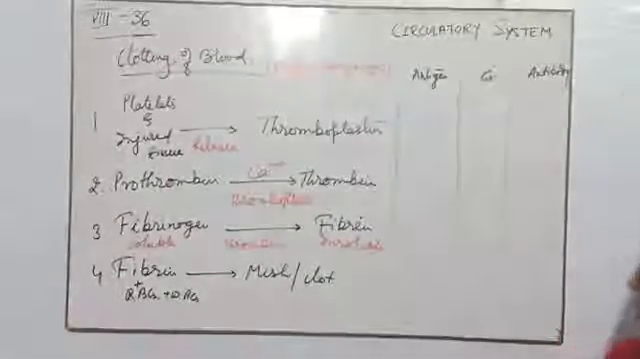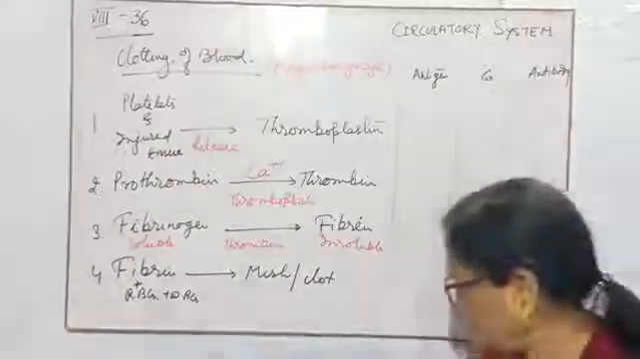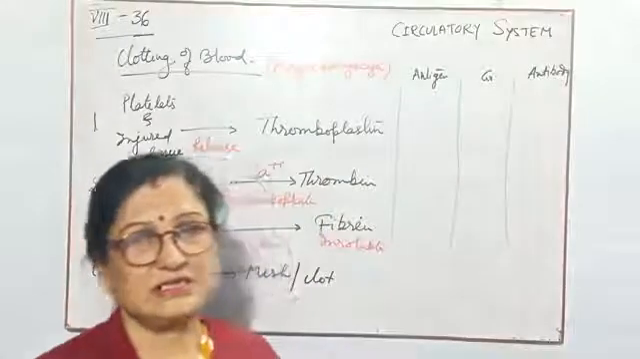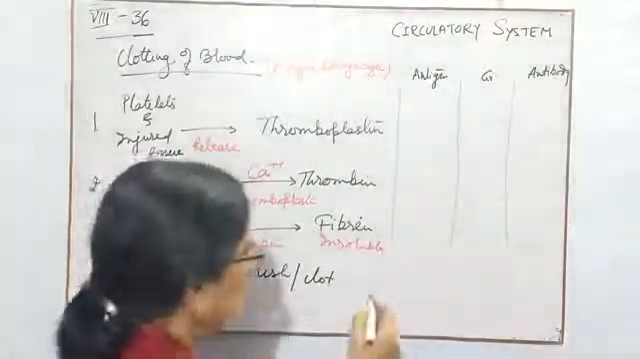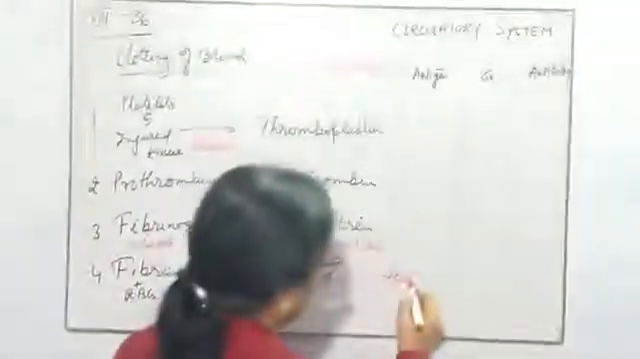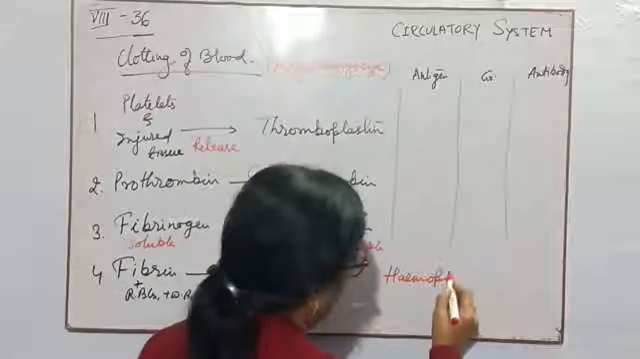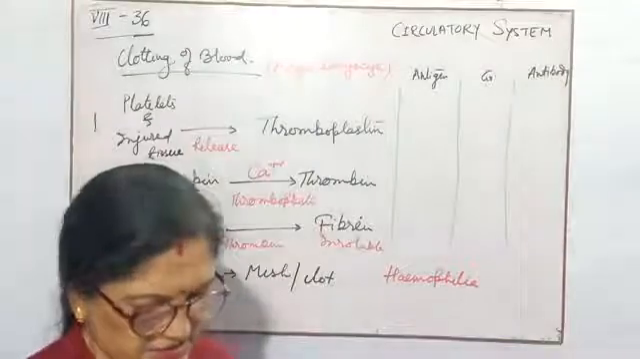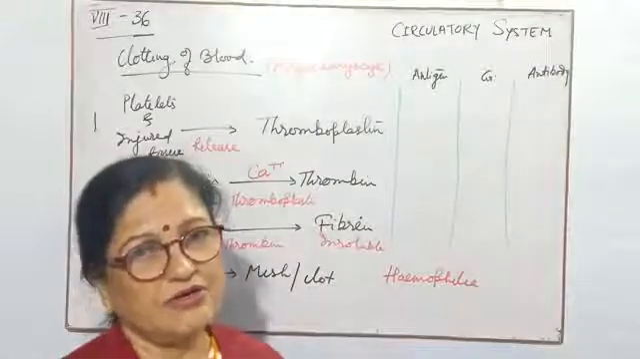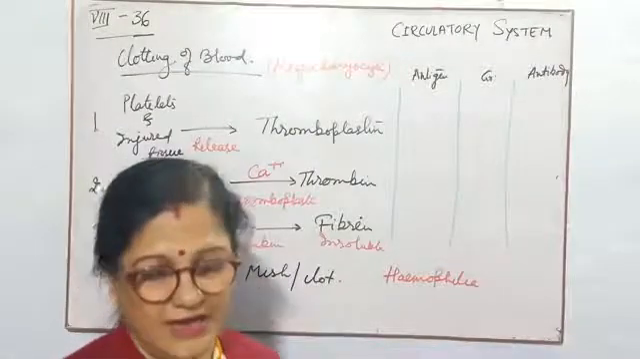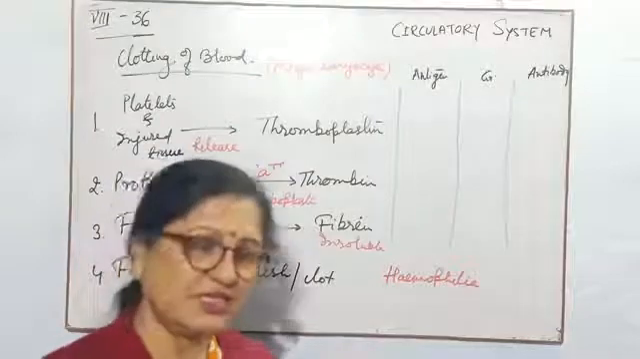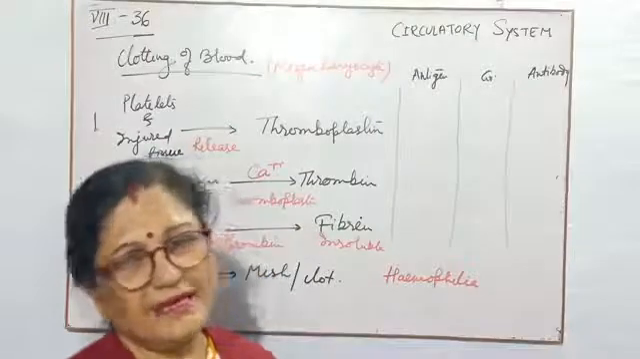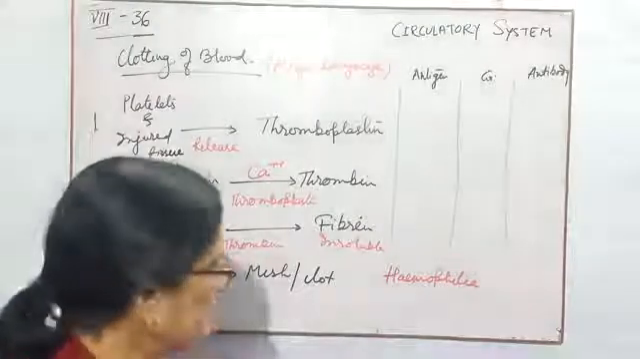And children, one thing more I want to tell you: bleeder's disease. It is known as hemophilia. Hemophilia is the disease where the blood cannot clot. After one injury, they keep losing blood from their body and ultimately they die. This disease is known as hemophilia.